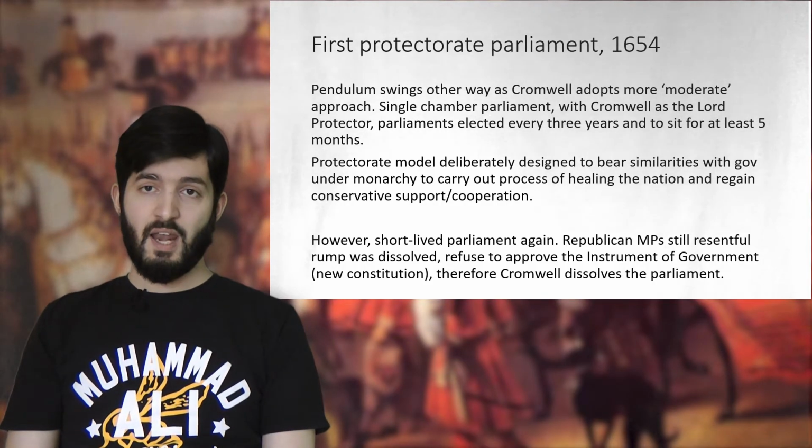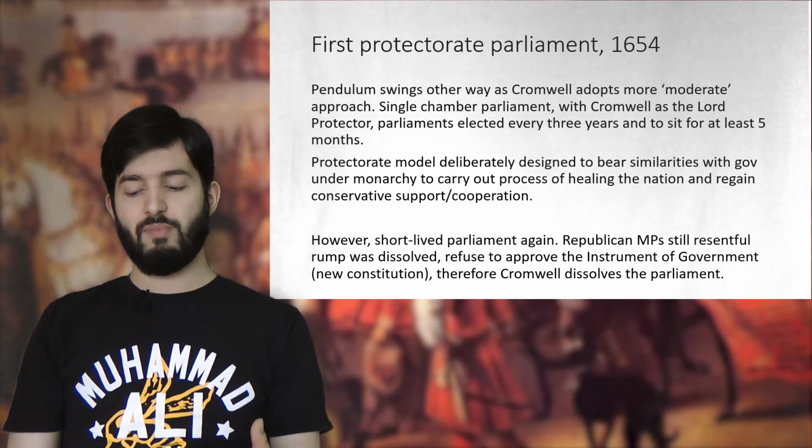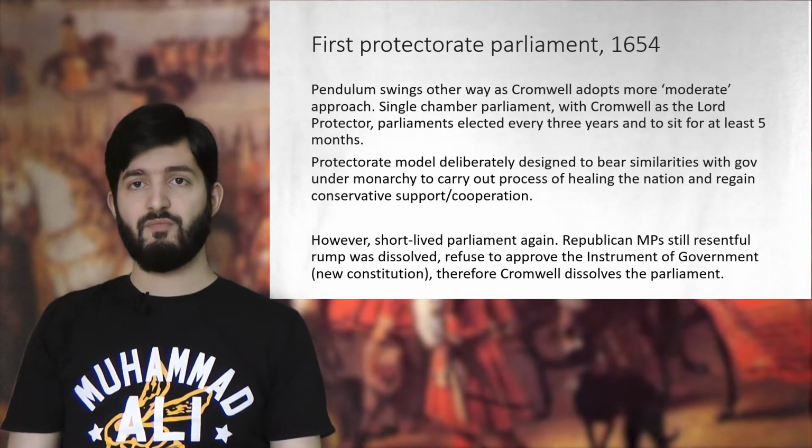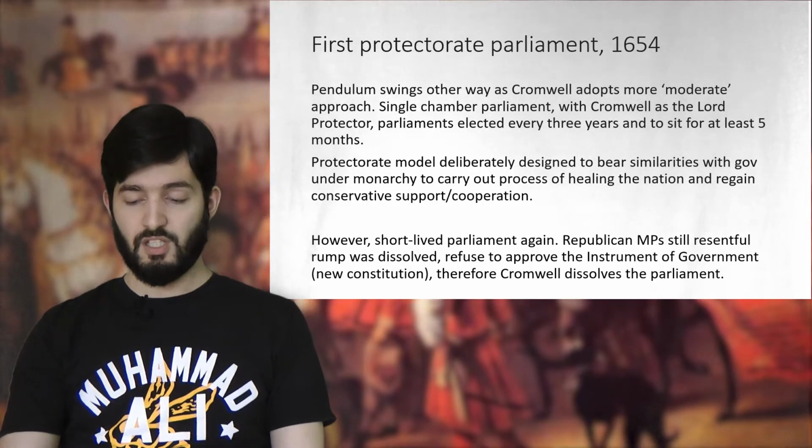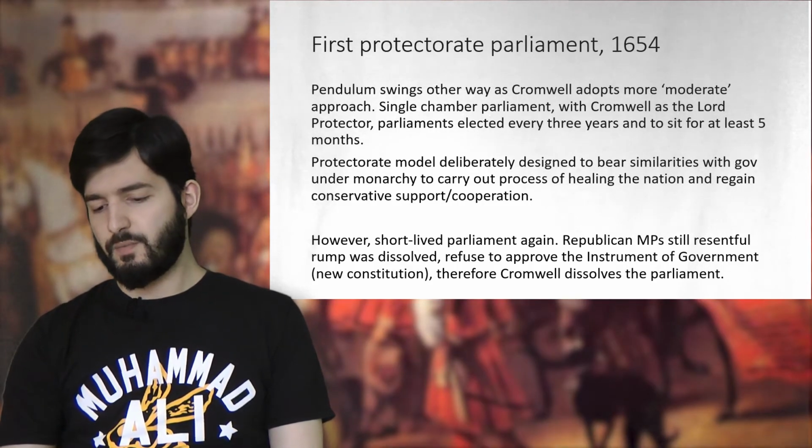And so Cromwell, once again, in response to this, is forced to dissolve Parliament again. And so we now have 3 forms of government, each of which have now failed and been dissolved. What does Cromwell do next?